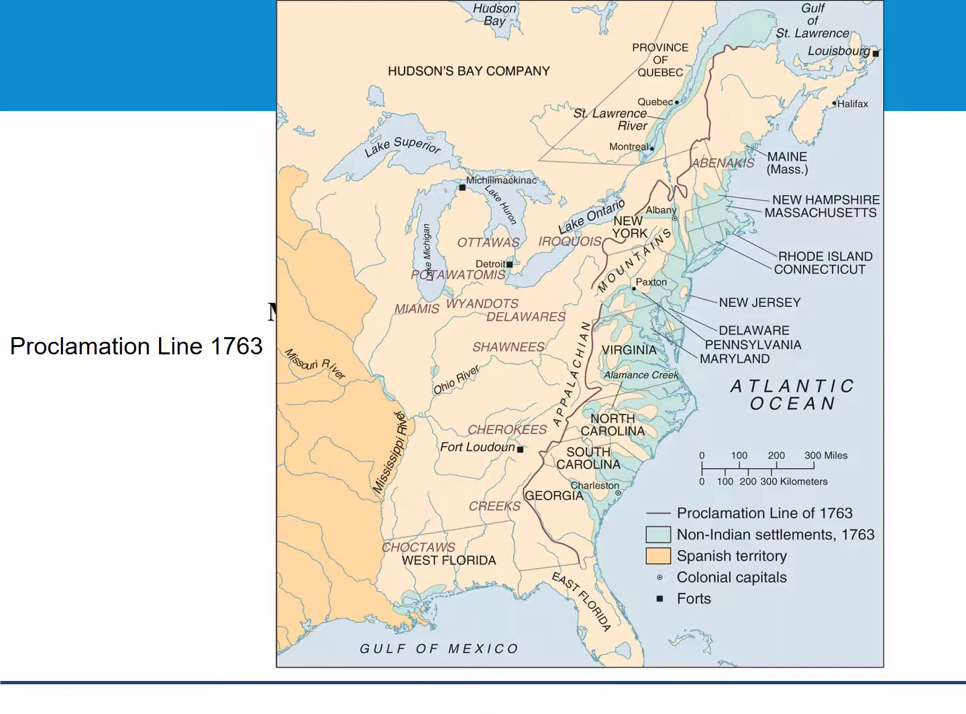This map just shows us a good picture of where that proclamation line of 1763 was drawn. You can see that it basically is drawn right through the Appalachian Mountains, and the 13 original colonies still had plenty of growing room, but the colonists are resentful toward the line.